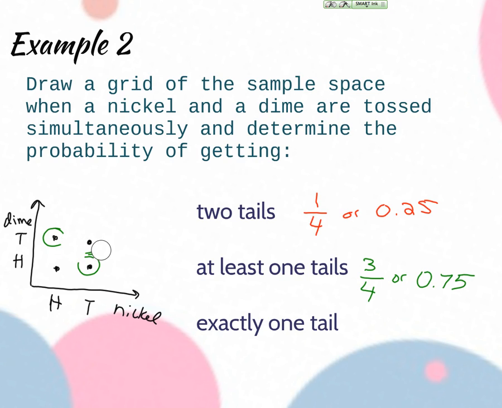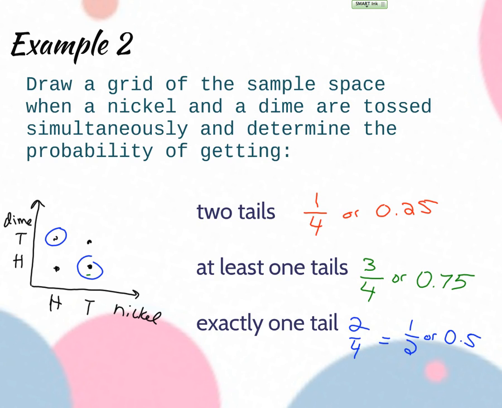So then here we go. If we want exactly 1 tail, well, heads and tails gives me exactly 1 tail. Tails and heads gives me exactly 1 tail. So that one is just 2/4. So I would have to say 1/2 or 0.5. So again, just that visual representation can help us figure this out.